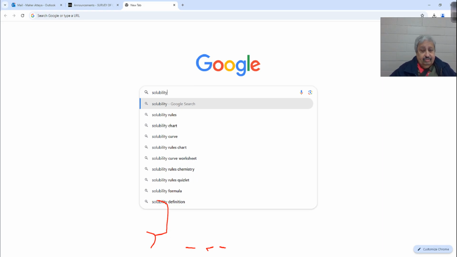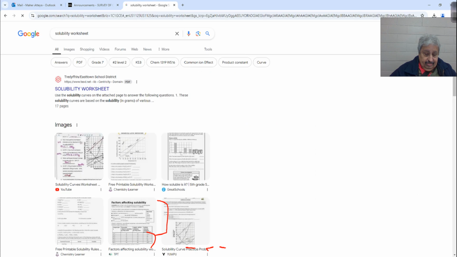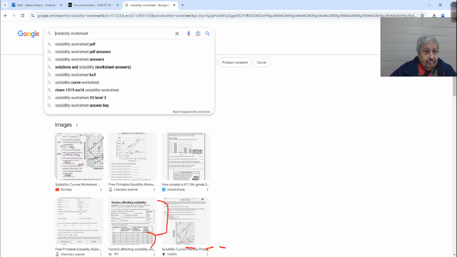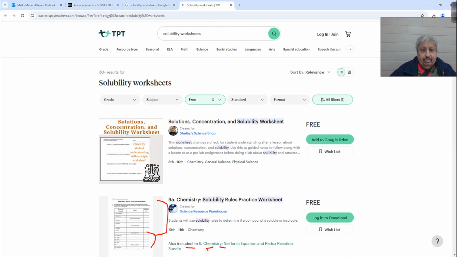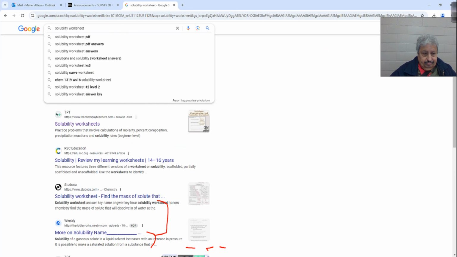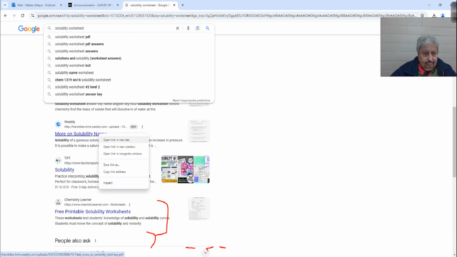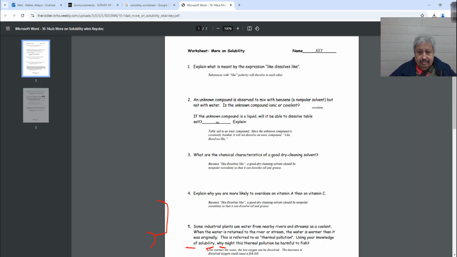I need to find some problems on solubility. What was the key? Worksheet. We don't need the answer, we look at the answer itself from the table together. So, solubility worksheet. Let's see here. We need something free, not to pay any money. So just look. Okay, this is like an exam quiz.